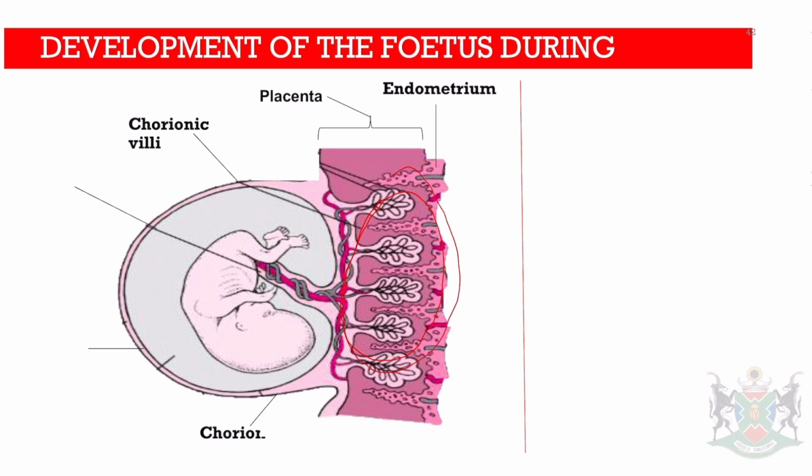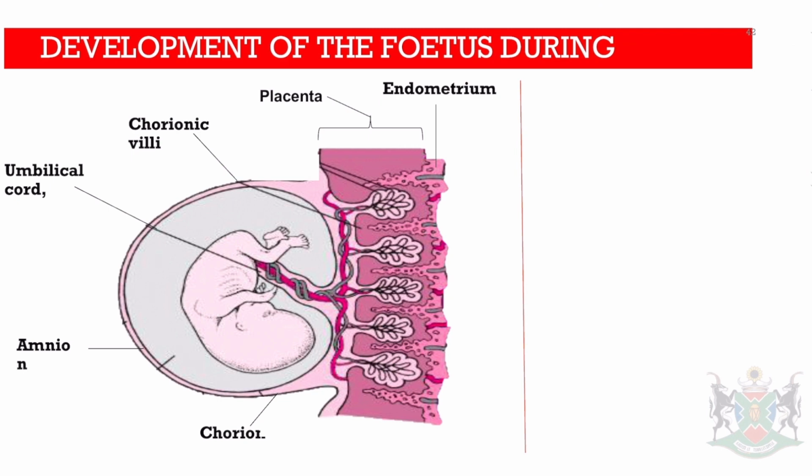The placenta forms a tube that is called the umbilical cord. The umbilical cord connects the fetus to the mother through this region, which is called the placenta.